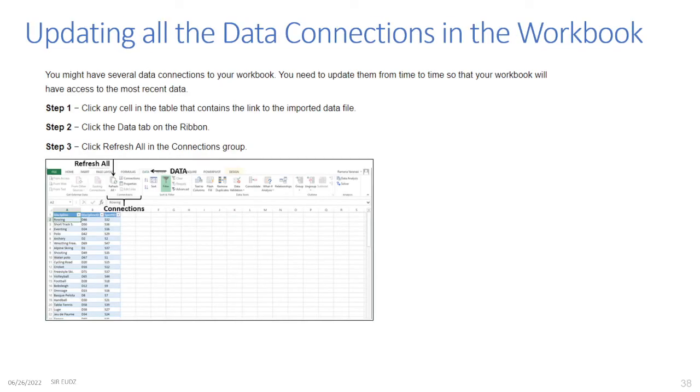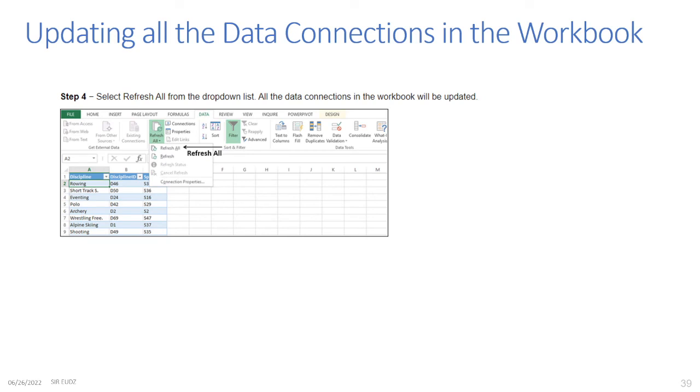Updating the data connections in the workbook. You might have several data connections to your workbook. You need to update them from time to time so that your workbook will have access to the most recent data. Click any cell in the table that contains the link to the imported data file. Click the Data tab on the ribbon and then click Refresh All in the Connections group. Select Refresh All from the drop-down list and all the data connections in the workbook will be updated.